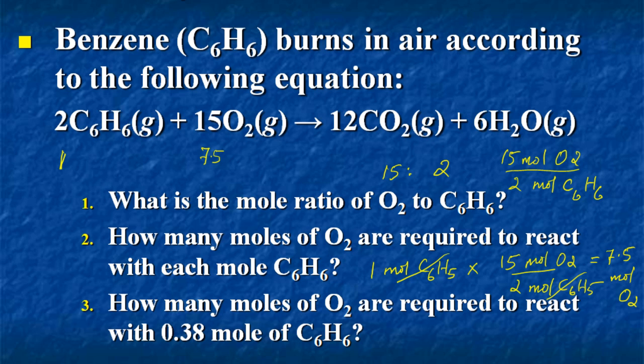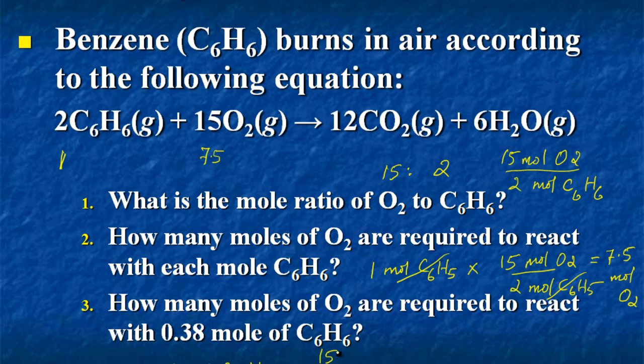So all we have is 0.38 mole of C6H6. Once again, which mole ratio do we need to use? The mole ratio between oxygen and benzene, because that's what the question is dealing with, right? How many moles of oxygen you need for this many moles of C6H6. So again, we need the mole ratio between oxygen and benzene. How will I use the mole ratio? Which will go on the top, which will go on the bottom?